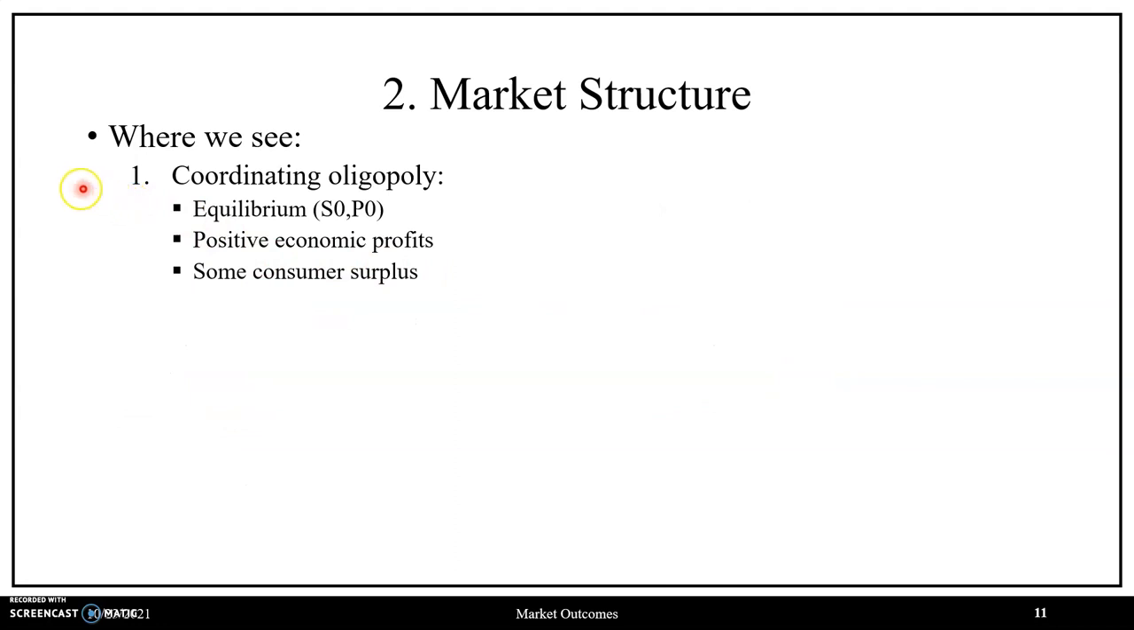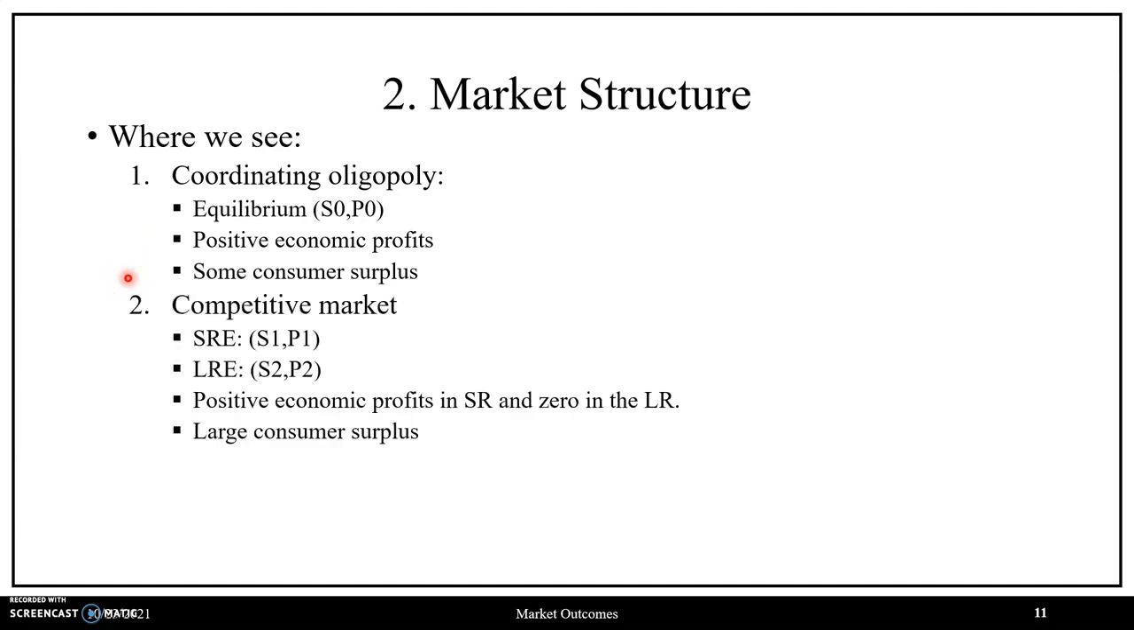So then what we saw is that the coordinating oligopoly led to an equilibrium in which the output level was S naught at a price point of P naught, in which we saw positive economic profits existing, as well as some consumer surplus existing as well. Where in regards to the competitive market, our short-run equilibrium had an output level S1 and a price point of P1, where S1 was strictly greater than S naught, and P1 was strictly lower than P naught. And our long-run equilibrium had an output level S2 and a price point of P2, where S2 was larger than S1 and P2 was smaller than P1.